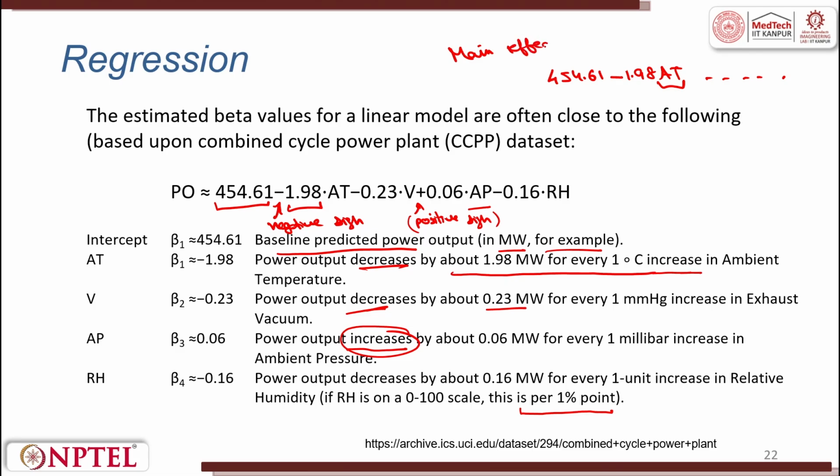Main effects. There could also be an interaction effect. For example, let me say there would be some value minus 0.32 when AT, that is ambient temperature, and exhaust vacuum are taken together, AT into V. Maybe plus, if suppose ambient pressure and relative humidity are taken together, this is 0.23 times ambient pressure into relative humidity. These are known as interaction effects.